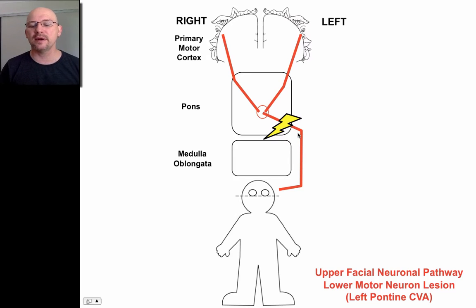So what we're talking about here is a lesion in the pons, and the pons is fed by the pontine arteries, that part of the posterior circulation. And if we have a lesion in the pons, that will affect the lower motor neuron. Now here's what happens. We've got face signals coming from the right primary motor cortex, and we've got facial signals coming from the left primary motor cortex. They come down successfully.